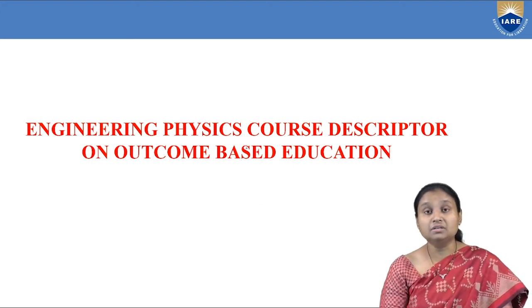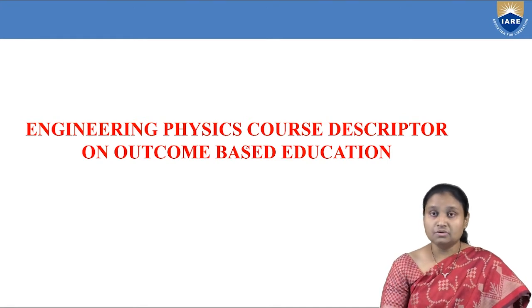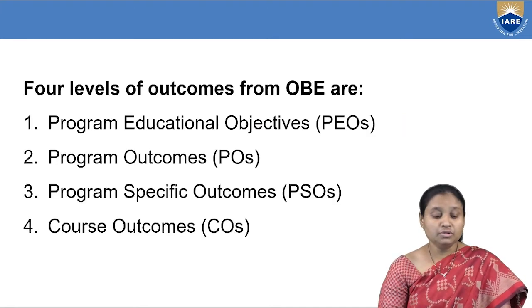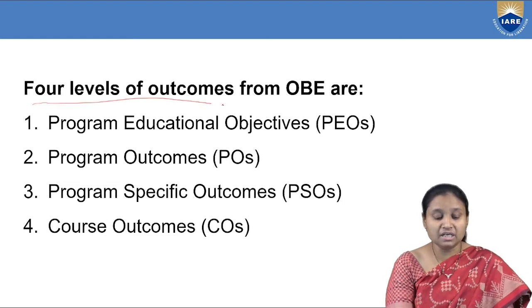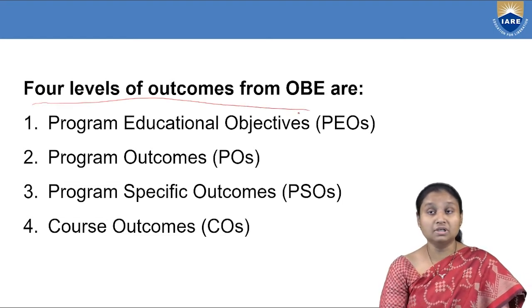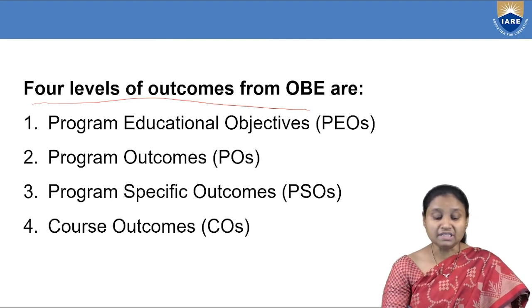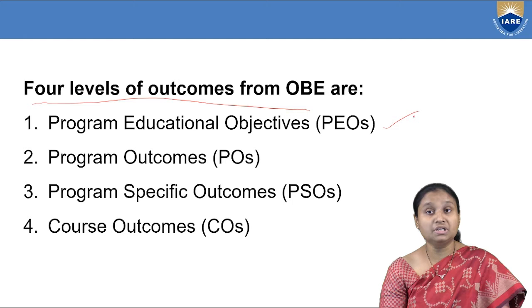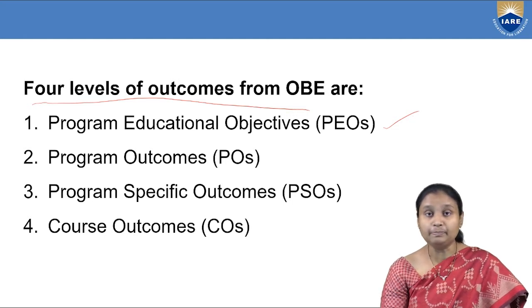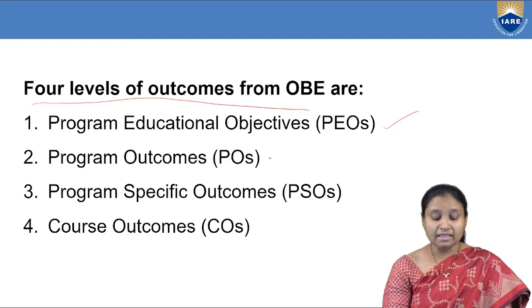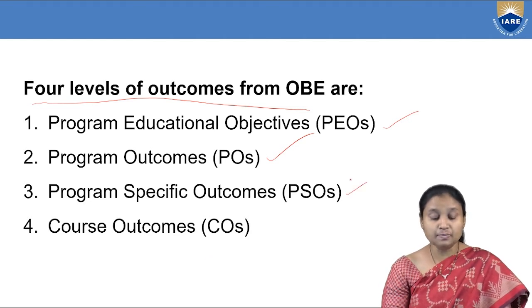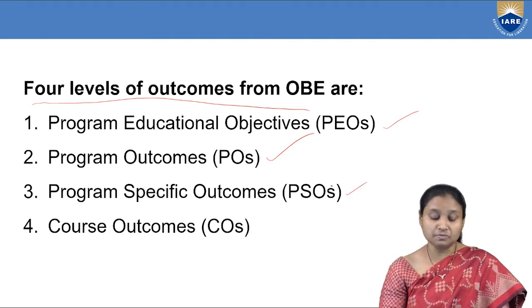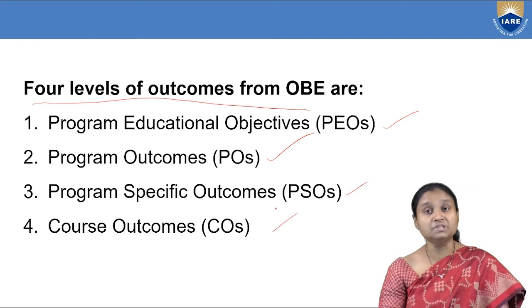That will come under the course descriptor. So in my next slides, first I'm going to consider 4 levels of outcomes from outcome-based education. The first level is program educational objectives, which are simply called PEOs. And then we have program outcomes, which are called POs. The third one is program specific outcomes, PSOs. And the fourth one is course outcomes, COs.